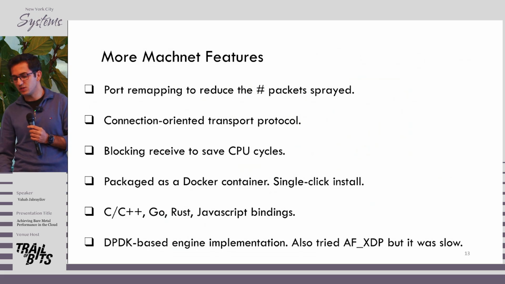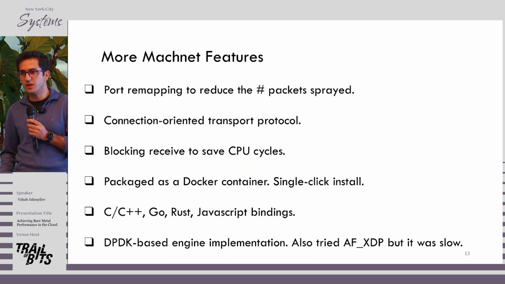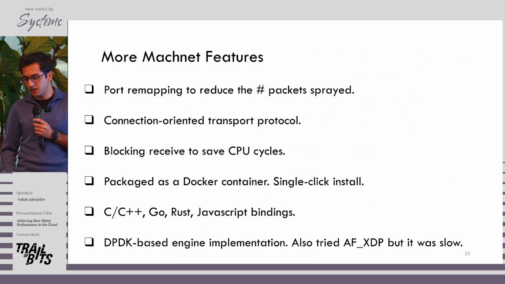We have the port mapping to reduce the number of the packets sprayed. We have connection-oriented transport protocol, which is reliable transport protocol, very similar to the TCP. We also implement blocking receive to save CPU cycles on the application side. We package it as a Docker container, so it is very easy to distribute. You don't need to have any DPDK-based experience. You can directly get it and work, even let's say you do not have that much low-level networking expertise. And also we export C++, C, Go, Rust, Java bindings, JavaScript bindings, so that the people can easily adopt this project for their networking needs.